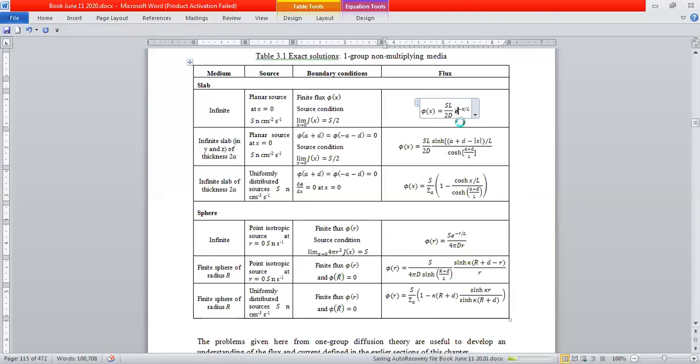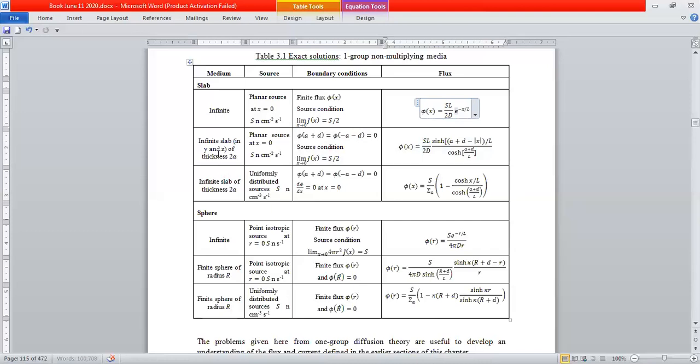If you know the diffusion coefficient, I'm going to give you lots of problems. We're going to have an assessment for this course. At the end of this course, I'm going to give you problems where I could give you values of D, L, S. So I'm going to ask you what the flux is at a certain point.